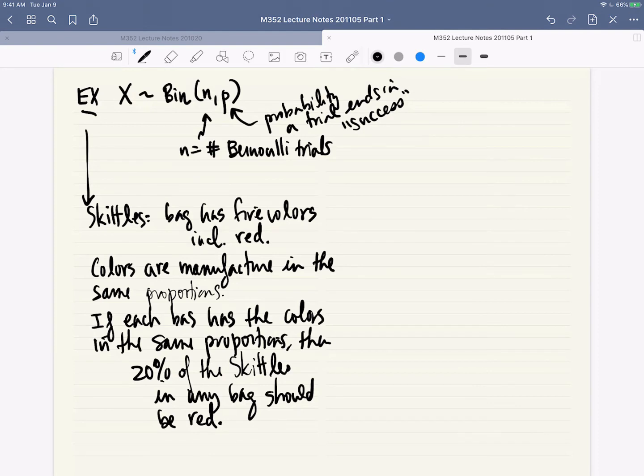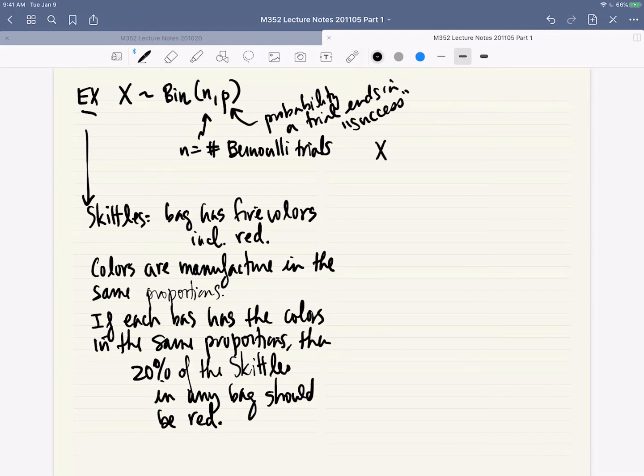The company manufactures all the colors in equal proportion, and if they can get the candies into the bags in equal proportion, then the bag should have colors in equal proportion. But it's well known that that doesn't happen. The colors don't get into the bags at equal proportion. So if I've got a bag of Skittles in my hands, I'm pretty sure that we're not going to have 20% red. But let's estimate. Let's create a statistical experiment that will help us estimate the proportion of red candies in my bag of Skittles.